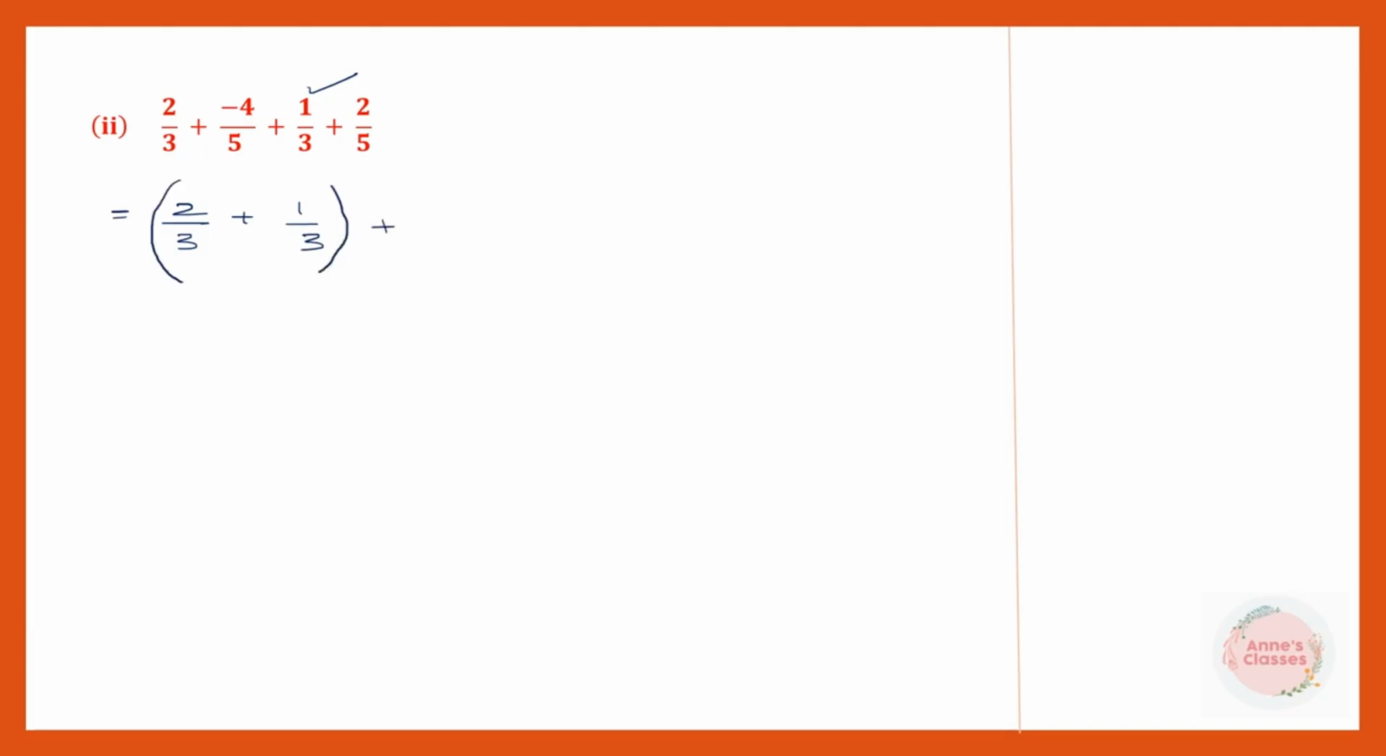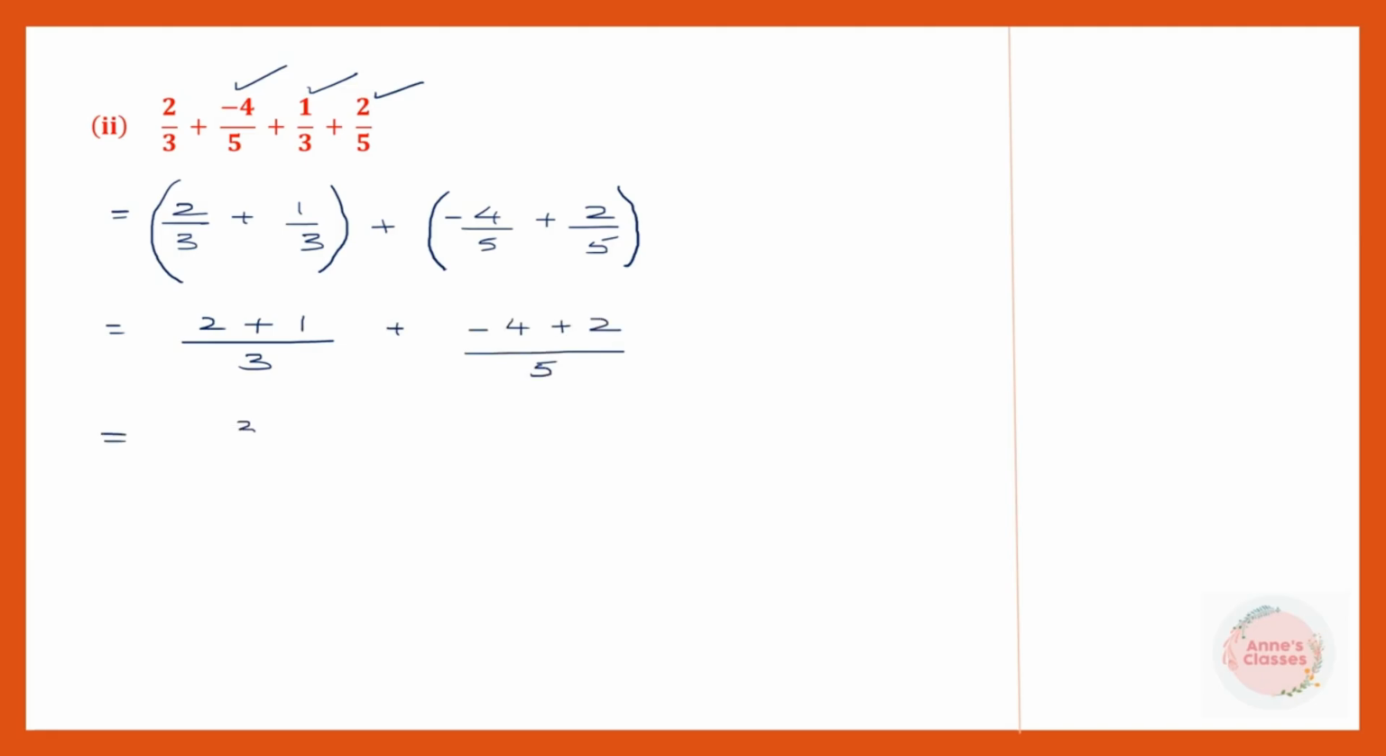Now look at the second group. The denominator is 5. So that's minus 4 by 5 plus the other rational number is 2 by 5. So write down 2 by 5. So this is the second group. Now let's work this out. So here denominators 3, numerators remain the same, 2 plus 1, plus here the denominator is 5, numerators remain the same, minus 4 plus 2.